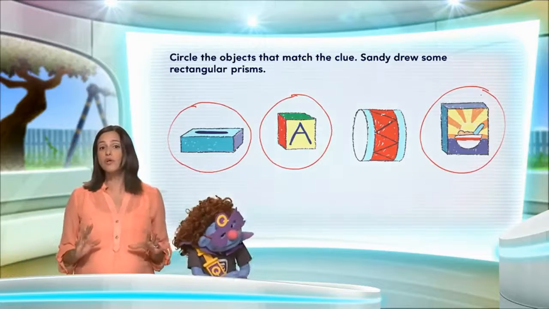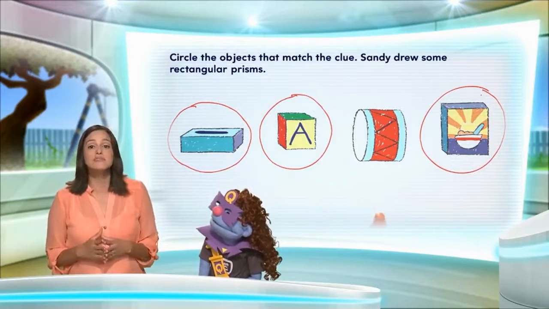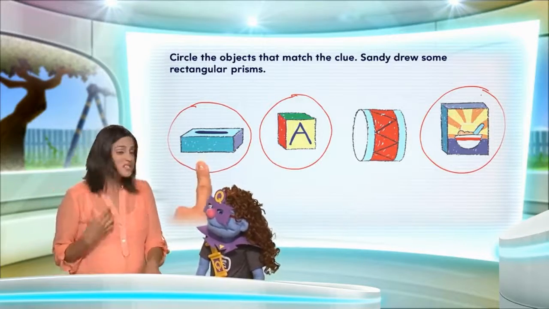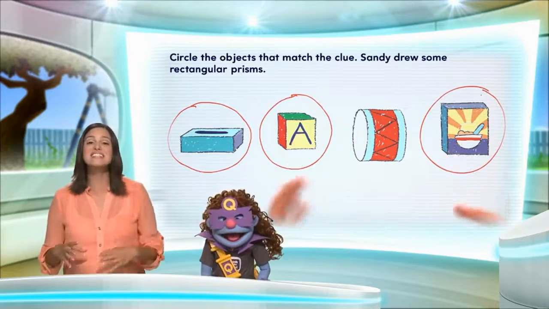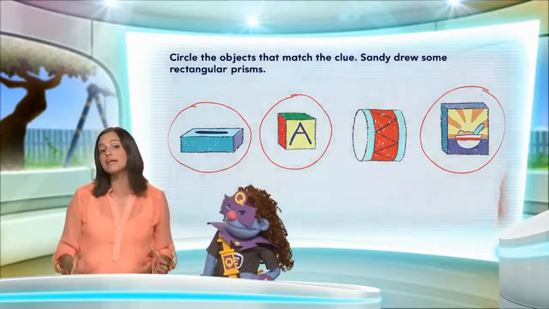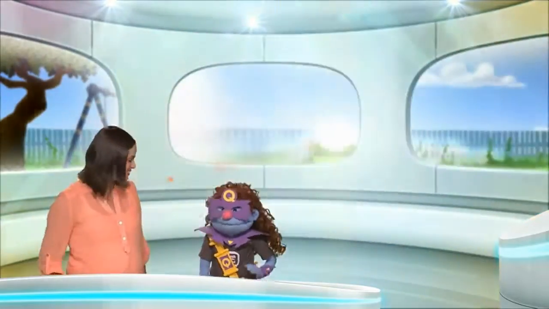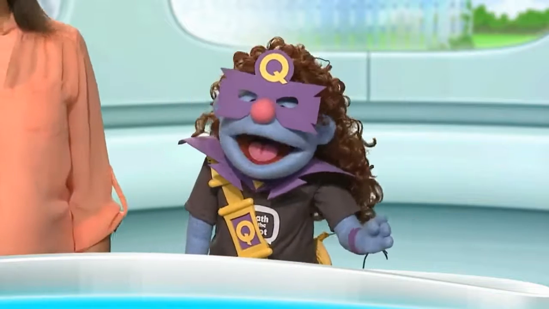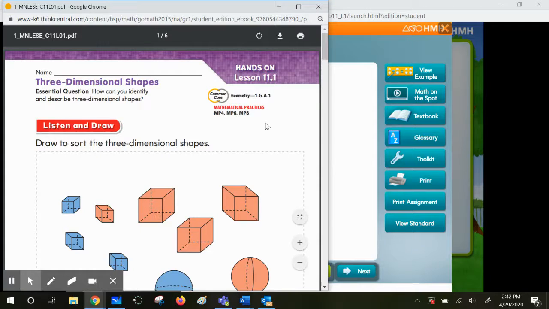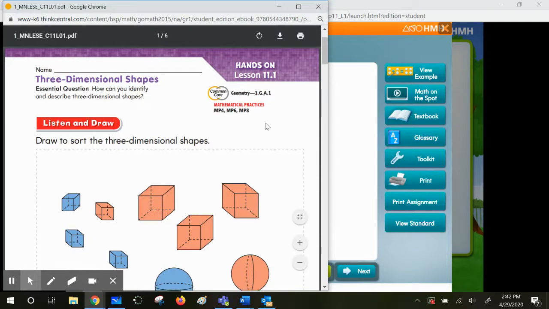So just to review, the objects that Sanji drew were the tissue box, the block, and the cereal box because they are all rectangular prisms. Very clever this time, Mrs. Sandoval. All right, going into our workbook pages today.